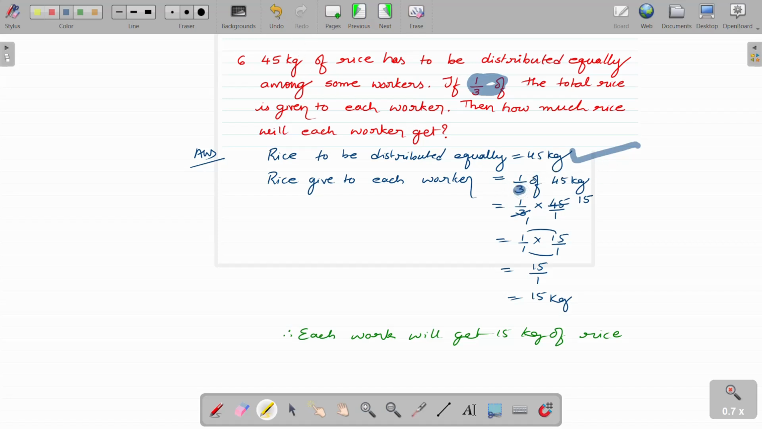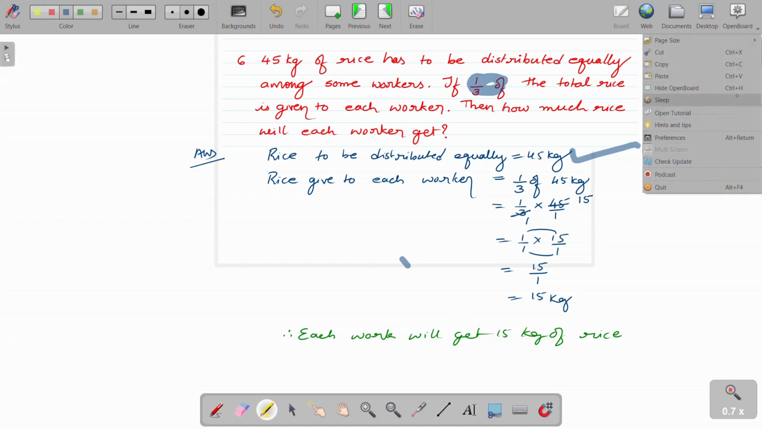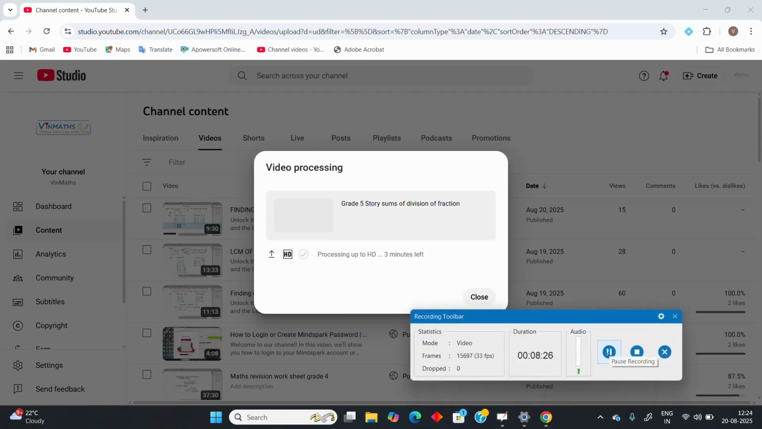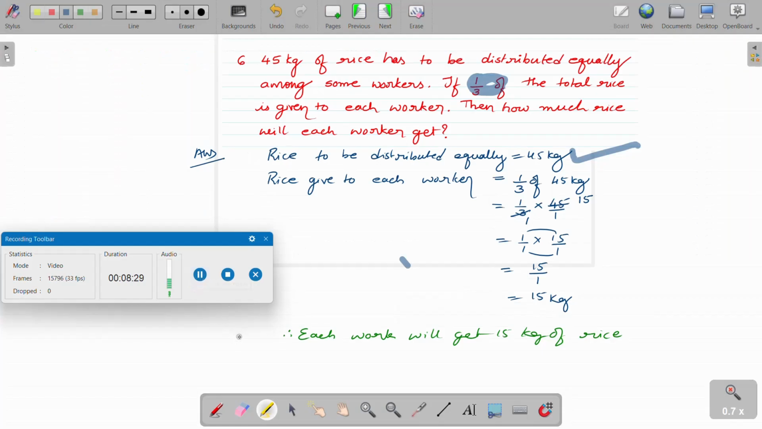As you know, 3 is in the denominator. Denominator itself means it's a divisor. We have to divide this 45 kg by 3. Once we divide 45 by 3, we get 15 as the quotient, and then we multiply numerators to numerator, denominators to denominator. I got 15 by 1, which means 15 kg. So this way we will find the required answer for the given things. This way, we will find the required amount of rice to be distributed to each worker.